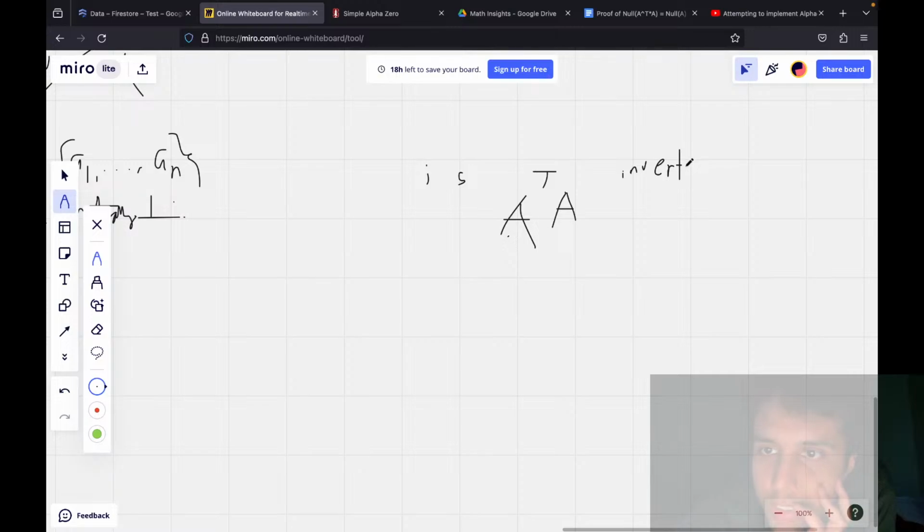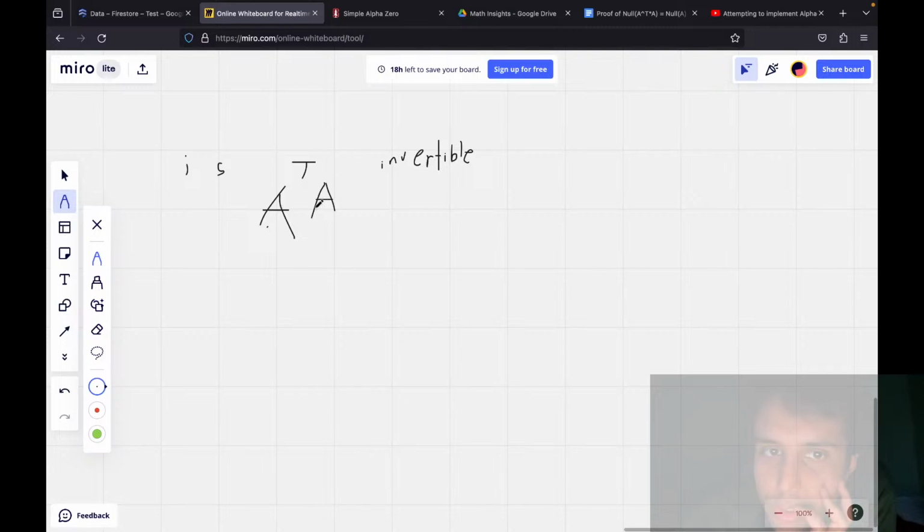Invertible, right? That's what we want to understand, when it is and when it isn't. It turns out that A^T A is invertible if and only if A is invertible. Well, only if A is, because it kind of implies invertibility.